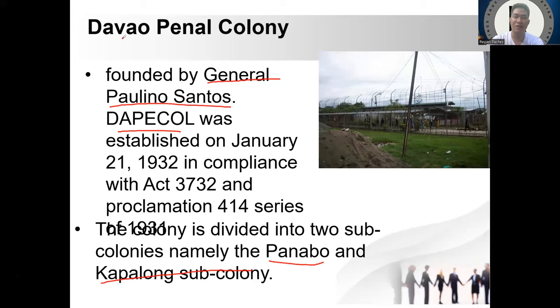Again, ang Davao Penal Colony and Farm, it was founded by General Paulino Santos. And of course, tinawag natin yan na Dapicol. So that is divided in two sub-colonies, yung Panabo and Kapalong sub-colony. Dyan galing class ang most of yung kita or yung bumubuhay or nagpapakain sa mga prisoners all throughout the Philippines. Dyan sa Davao Penal Colony and Farm kasi may mga saging yung class or sagingan sila class and so on.